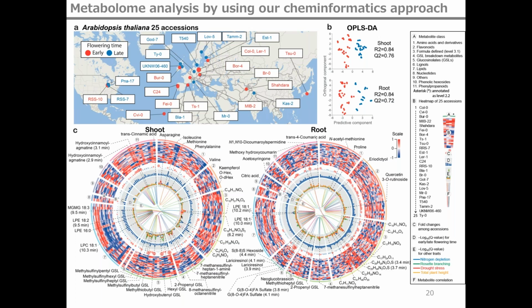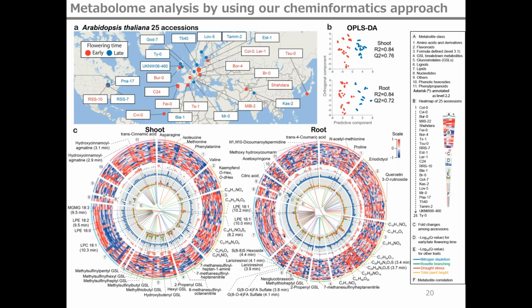And the fifth layer shows the importance of metabolites associated with various physiological traits and phenotypes, such as nitrogen depletion and drought stress. So, for example, in shoot, the glucosinolate metabolites substantially changed among 25 natural variants, and these are highly correlated to each other. And moreover, the glucosinolate metabolites can be considered as relevant metabolites for various traits and phenotypes.